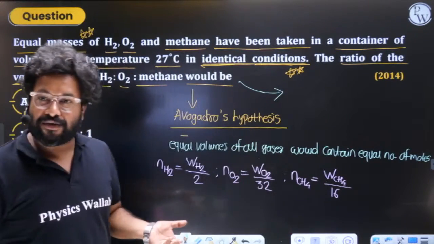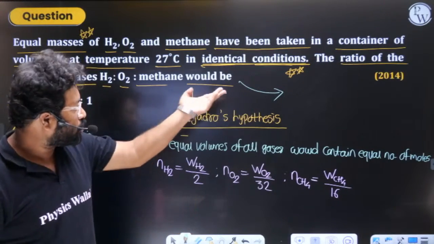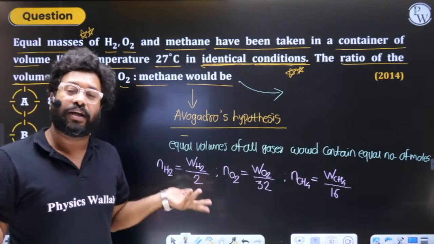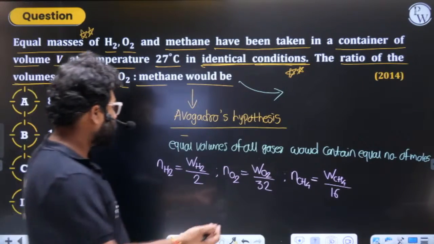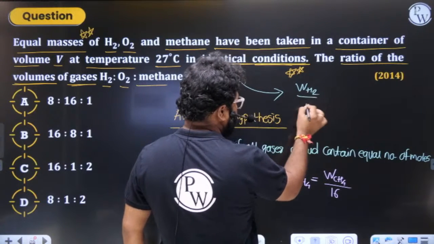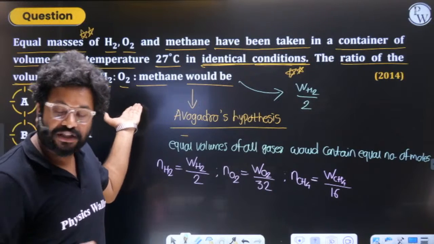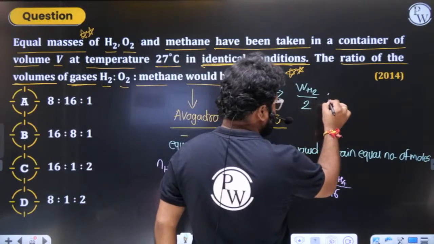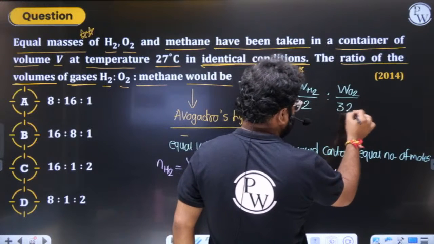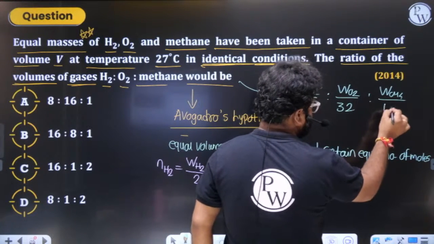You need to take the ratio of number of moles only, because the ratio of number of moles is nothing but the ratio of volume only. You can see here, right? So we are going to take WH2 divided by 2, because they have taken hydrogen first, then they have taken oxygen, WO2 of oxygen, and WCH4 by 16.